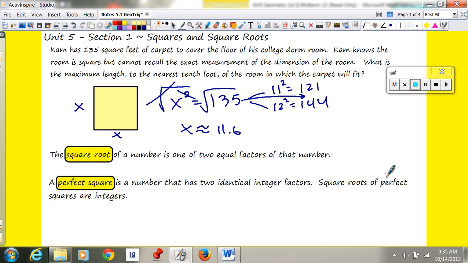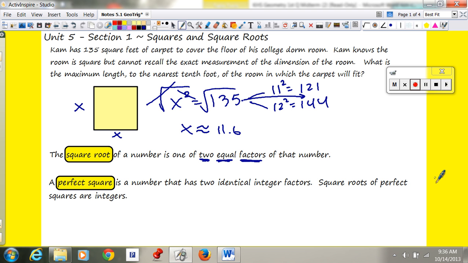Square root of a number. These are just a couple of key vocab words. Square root of a number is one of two equal factors of that number. Remember what factors are? Numbers that multiply to give you a number. Well, a square root is when you have equal factors. You've got two of them that are equal factors. That gives you the square root. Now, they don't always have to be integers or whole numbers. Like this one right here, 11.6 times 11.6 is going to give you really close to 135. With rounding, it might be a little off, but it's going to be really close.